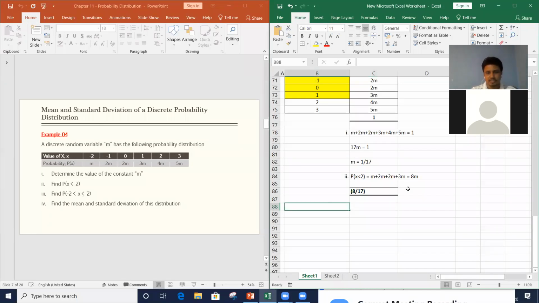Part 3. We need to find the probability of this given range. Probability of x being greater than -2 and less than or equal to 2.